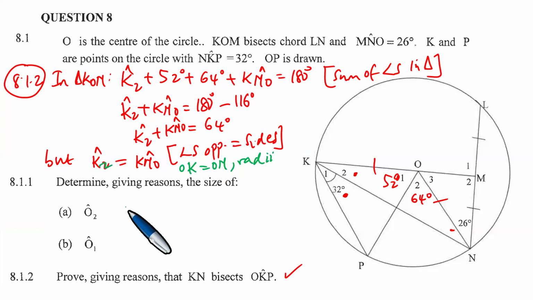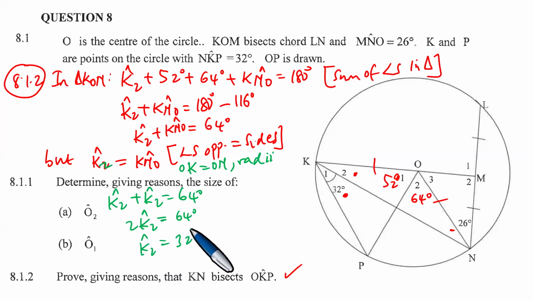So that in the end, what you have is K2 plus... Now the angle KNO is also K2, which is 64 degrees. What is K2 plus K2? It is 2K2 equals 64 degrees. And you divide by 2, which means that K2 is equal to 32 degrees. So the angle K2 here is 32 degrees, like that.